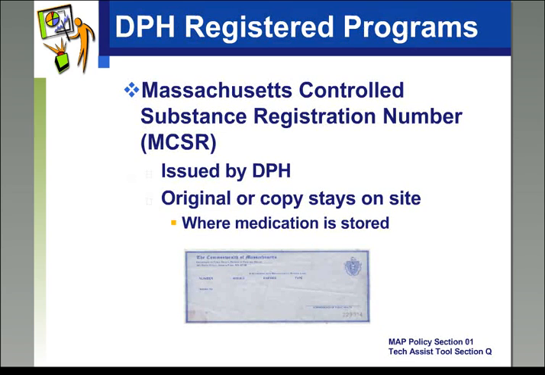The last section on the tech tool is Q, DPH Registered Programs. All programs that meet the criteria for site registration must apply for a Massachusetts Controlled Substance Registration or MCSR number. The same number is also referred to as a MAP number or DPH number. The MCSR is kept at each site where meds are stored. The MCSR allows meds to be stored and certified staff to administer meds in a residential program. It must be renewed yearly.